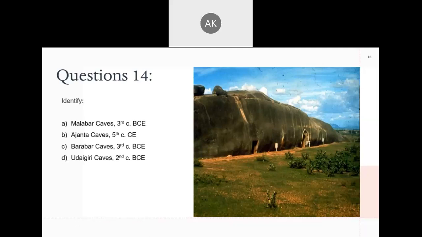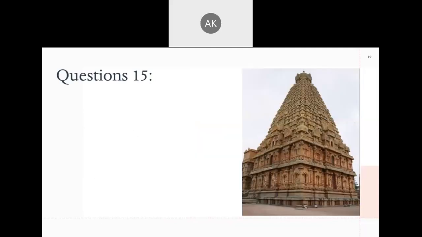So the options are Malabar cave, Ajanta cave, Barabar cave, or Udaigiri cave. The answer is Barabar caves. It belongs to the 3rd century BCE. Okay, question number 15. We have to identify this temple structure again.